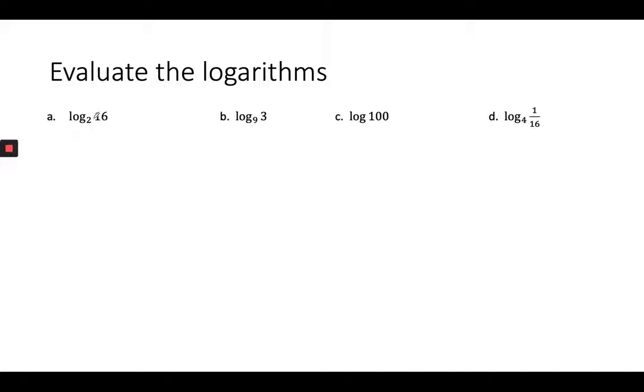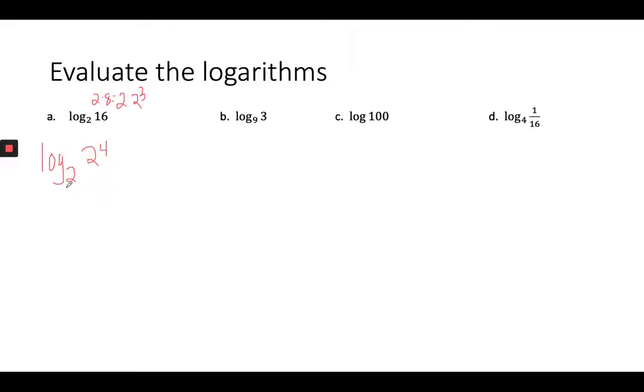If we look at letter A, we have 2 for our base. So we're going to rewrite 16 as base 2. I know that 16 is 2 times 8, and hopefully you remember that 8 is 2 to the third. So 2 times 2 to the third, 16 is going to be 2 to the fourth.